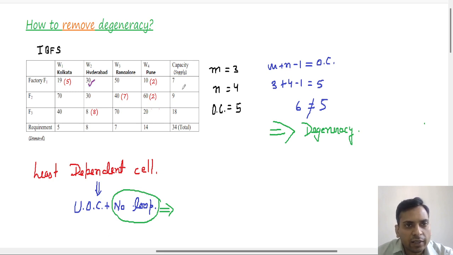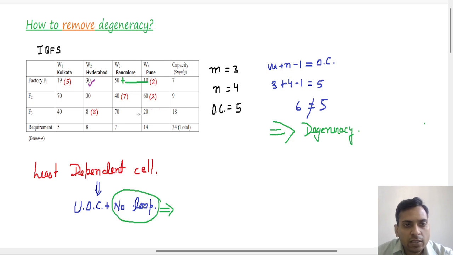Now we will try for another, the next unoccupied cell. For this unoccupied cell, again we will put a plus, and then we will move towards an occupied cell. So the first occupied movement is this.